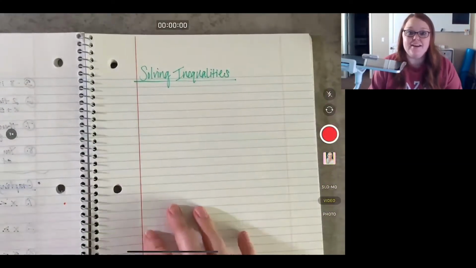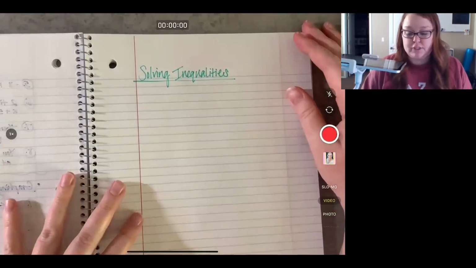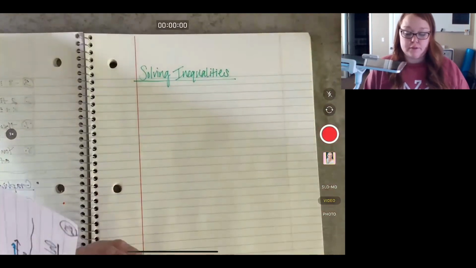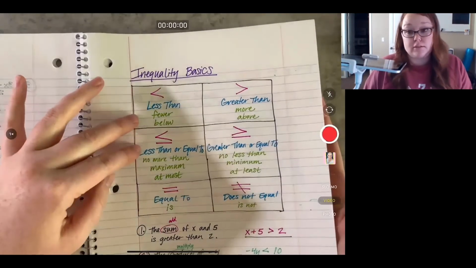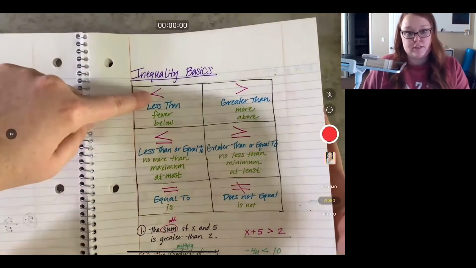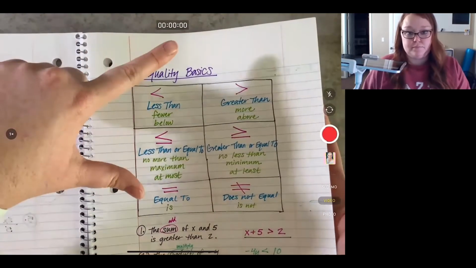Hi. Okay, so here's your next lesson, solving inequalities. So we just got done learning about kind of the basics of inequalities. So we talked about just how to read the signs appropriately. I taught you my little less than trick. It looks like a slanted L. That's how I remember it's less than, okay?